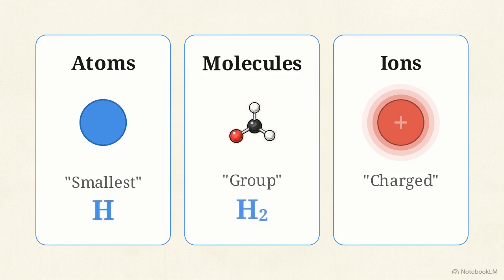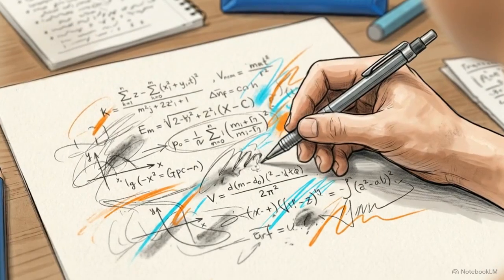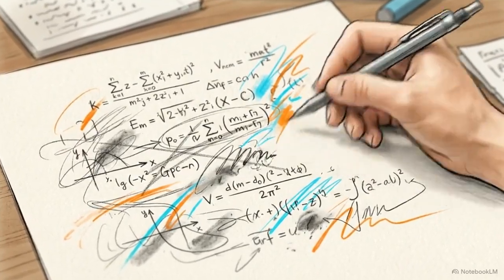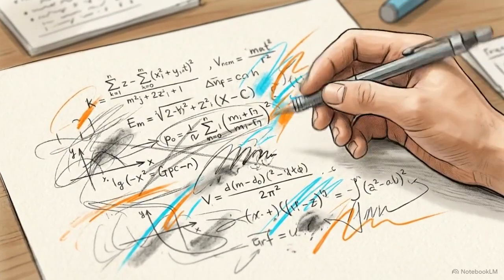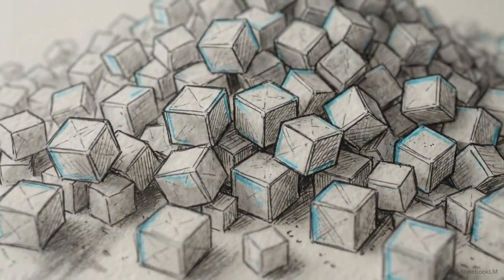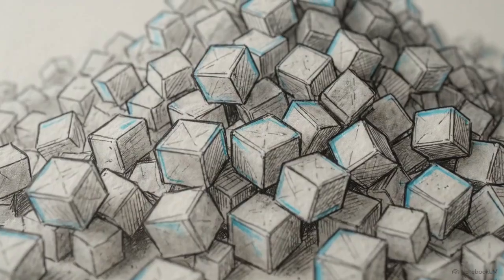Write H for a single atom, H2 for a molecule, and Na+ for a sodium ion. Clearly categorizing these particles at the start of a problem prevents errors when you begin calculating molar masses. Moving to Quadrant 4, we tackle the concepts that appear most frequently on exams. First is the mole concept.